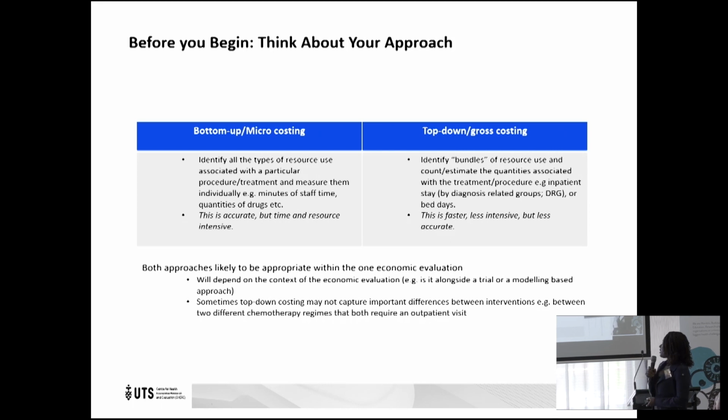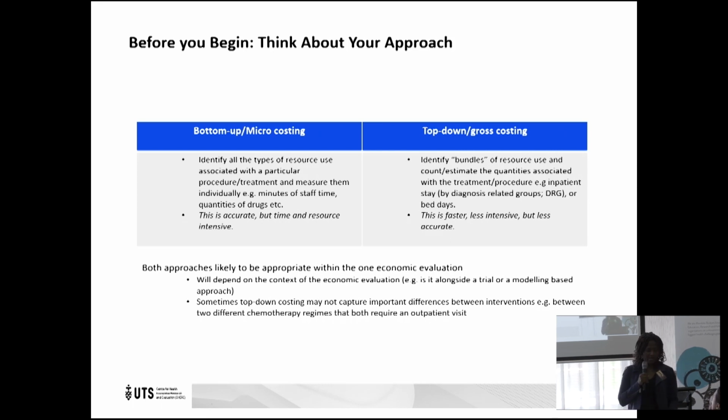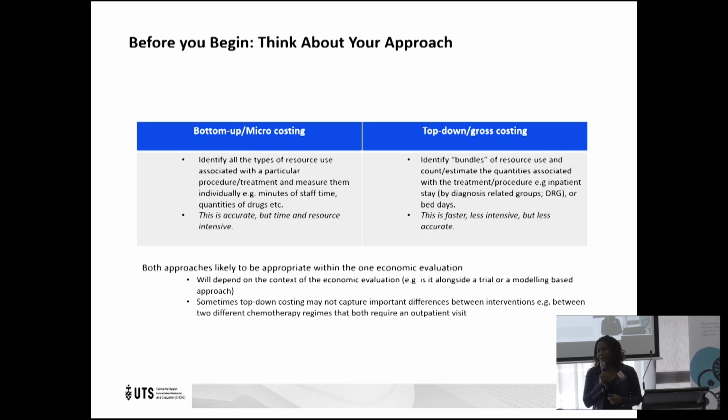So before you begin, I think it has already come up, you want to think about which approach you want to use. Both approaches are okay. They come with their own pros and cons. If you want to do a bottom-up, or you can also call it micro-costing, then you want to identify all your resources. So you go from bottom to up, and then you cost them. But when you talk about top-down, then it's like a bundle of resource use.